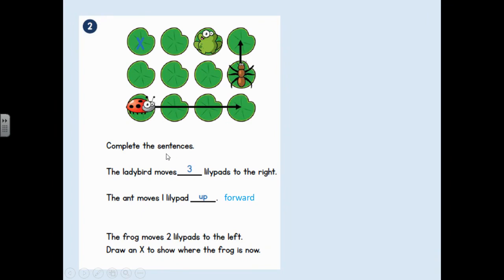Question number 2. Complete the sentences. The ladybird moves 1, 2, 3 lily pads to the right. The ant moves 1 lily pad up. If you've written up, that's fine. If you've written forward, that's fantastic as well. The frog moves 2 lily pads to the left. Draw an X to show where the frog is now. So we had to do 1, 2, and draw the X there.